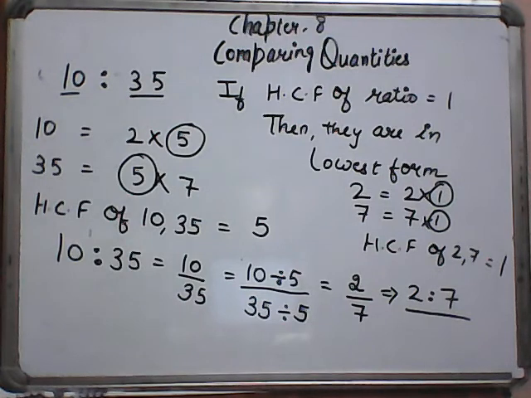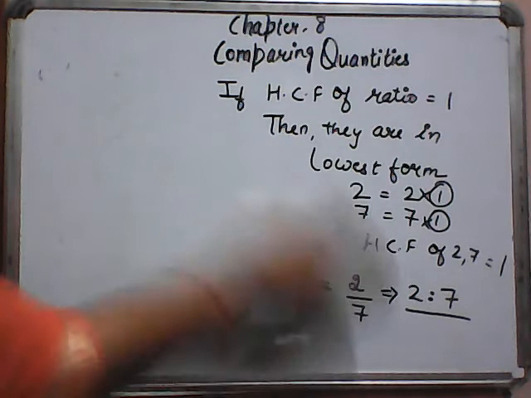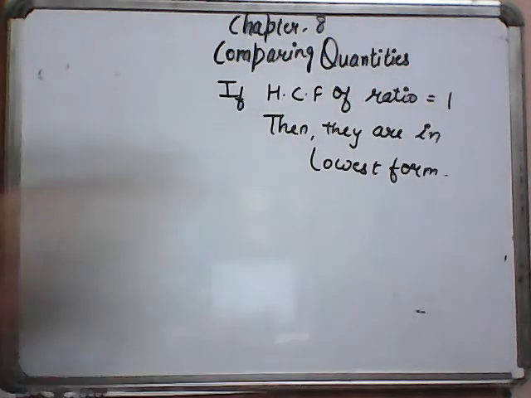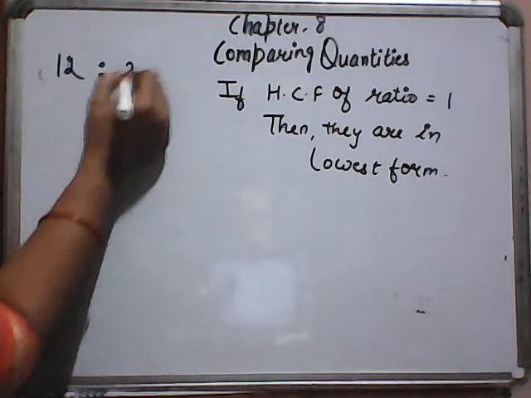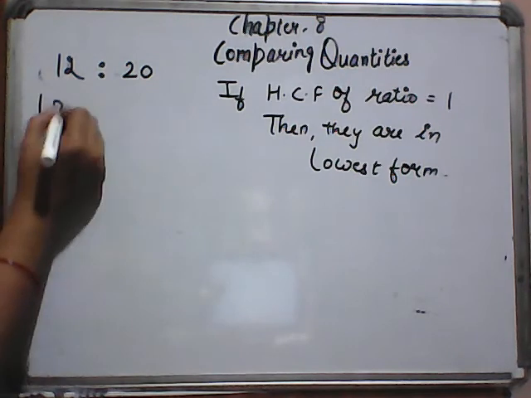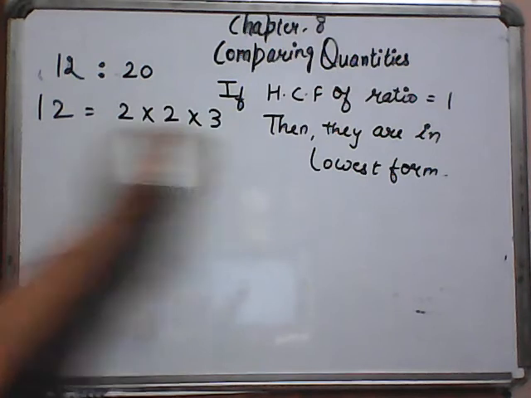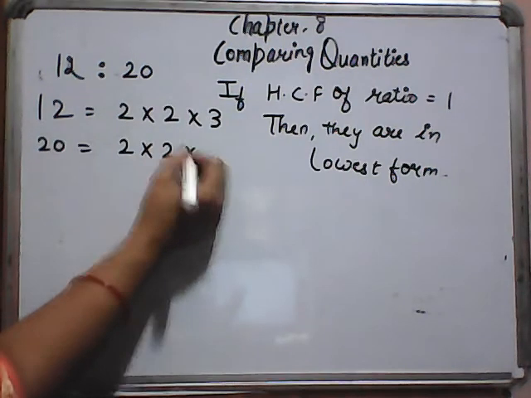Let's take another question. Suppose the question given to you is 12 ratio 20, and you have to find out the lowest form. Find out the factors of 12 and 20. 12 can be written as 2, 2 2s are 4, 4 3s are 12. 20 can be written as 2, 2 2s are 4, 4 5s are 20.